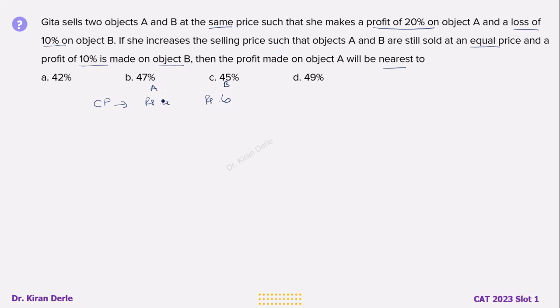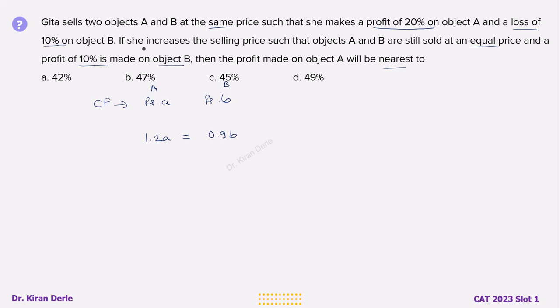What will be the selling price of A if it is sold at a profit of 20%? So the selling price of object A is 1.2A and the selling price of object B will be 0.9B. Yes or no? These are the selling prices of A and B, and both of them are equal. So 1.2A is equivalent to 0.9B. Right now, please don't waste your time going and calculating the ratio to get the relationship between A and B.